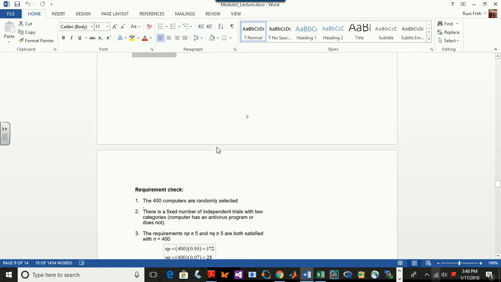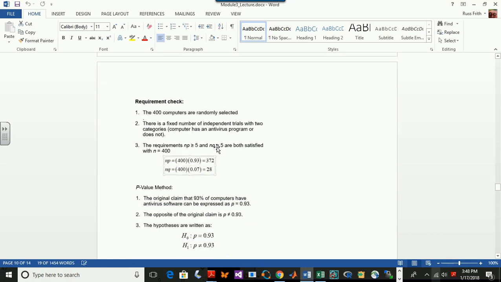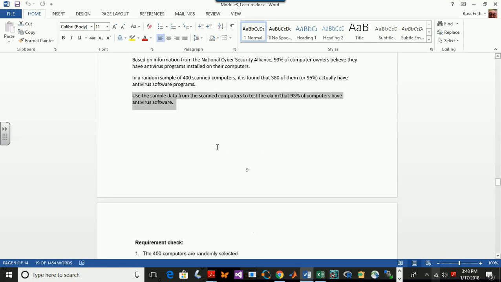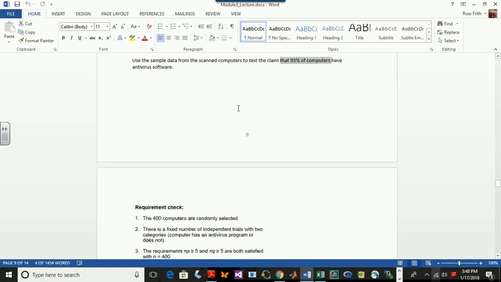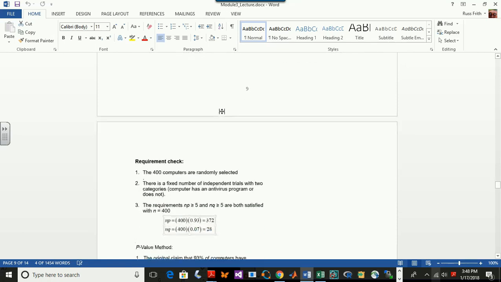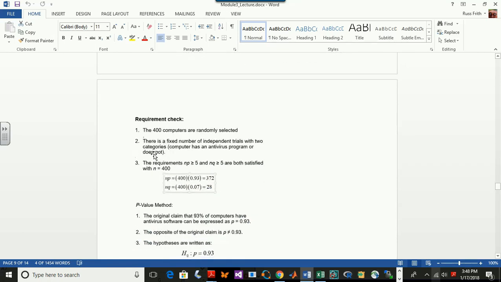Okay, so the claim is that 93% have. In this case, 400 computers. The proportion is 93%. Okay, so np is 372 and q is 28, so they meet the requirement for a proportion test. n is 400.